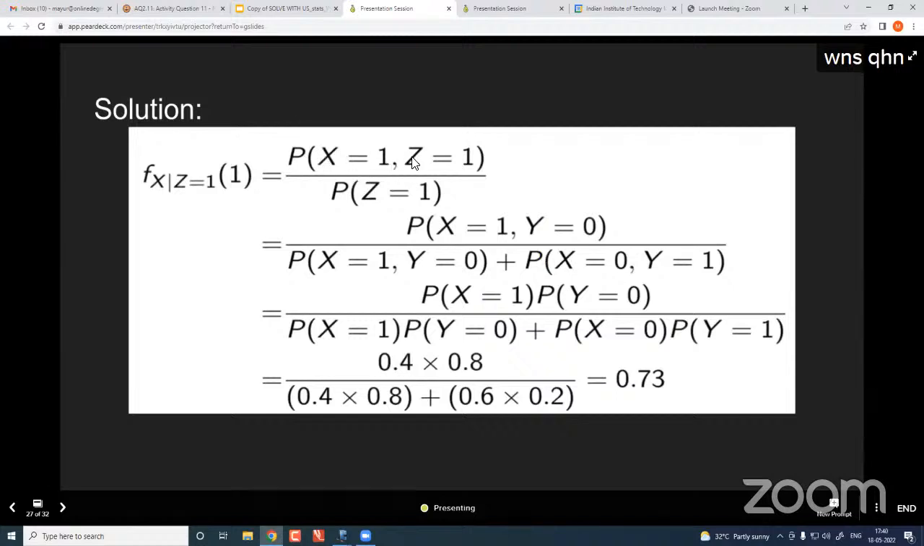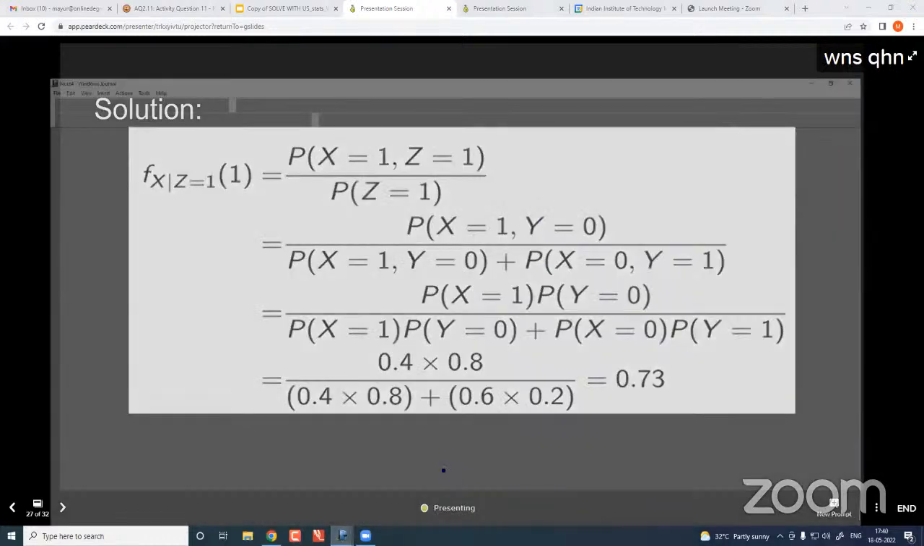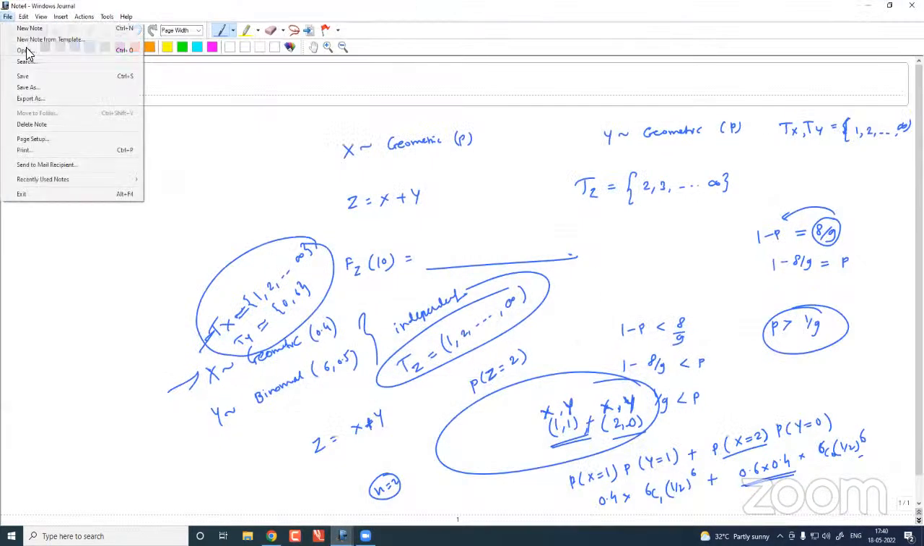So in this case, in the numerator, what is written here? Probability that x equals 1, comma z equals 1. When will this happen? Okay, I will write here. This is the important step. So y equals 0.